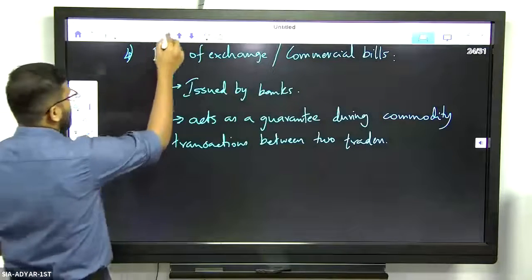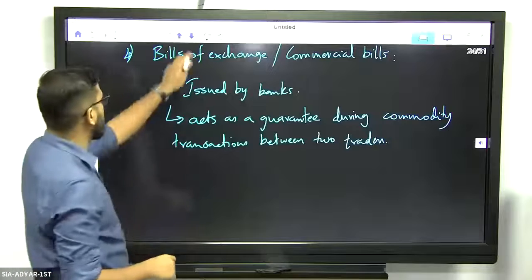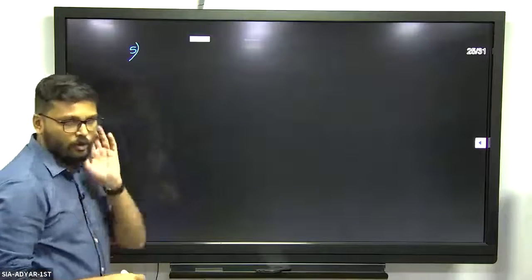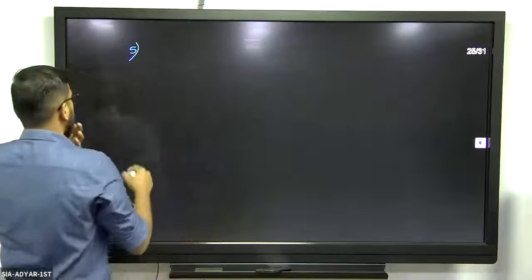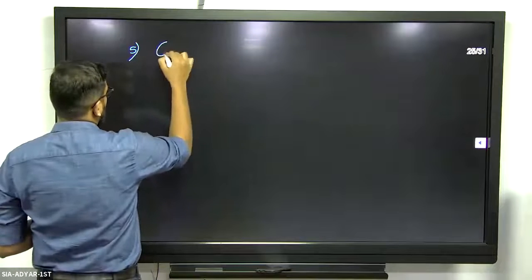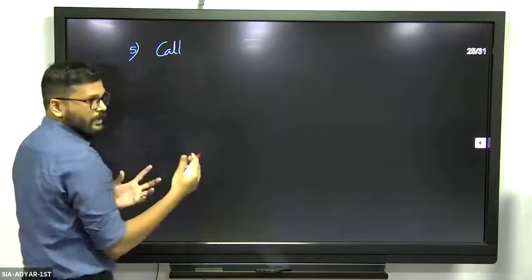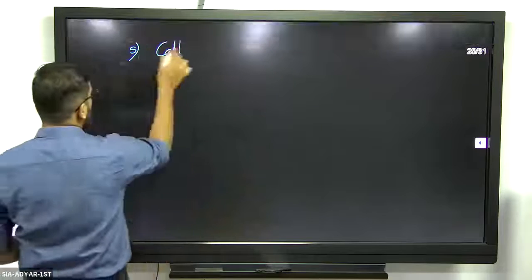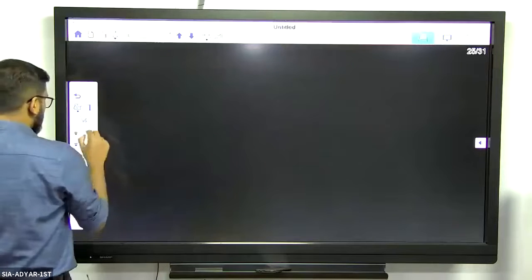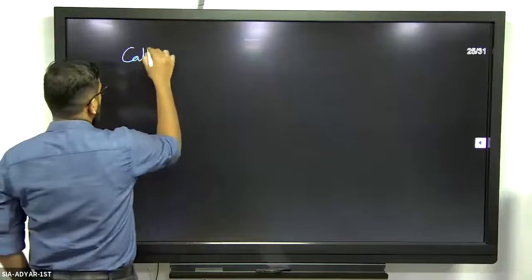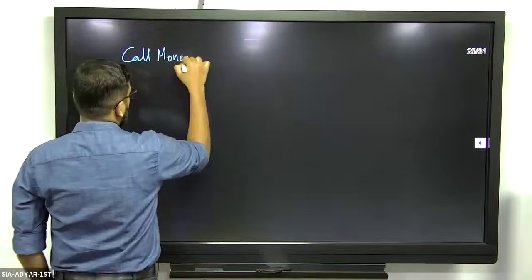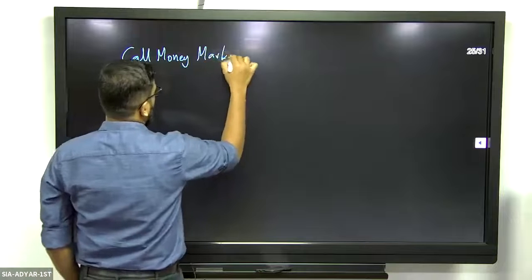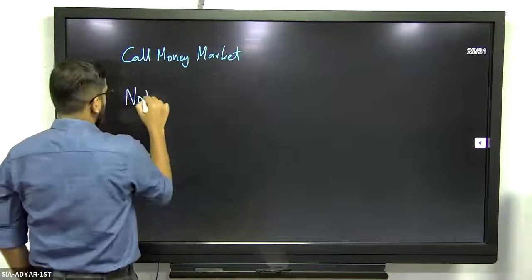And finally, the fifth money market instrument that I'm going to talk about is something called, see, it is not an instrument. It is a kind of market itself. It is a subsegment. So maybe you don't write it as the fifth one. You write it as a subsegment of the money market, something called the call money market and notice money market.